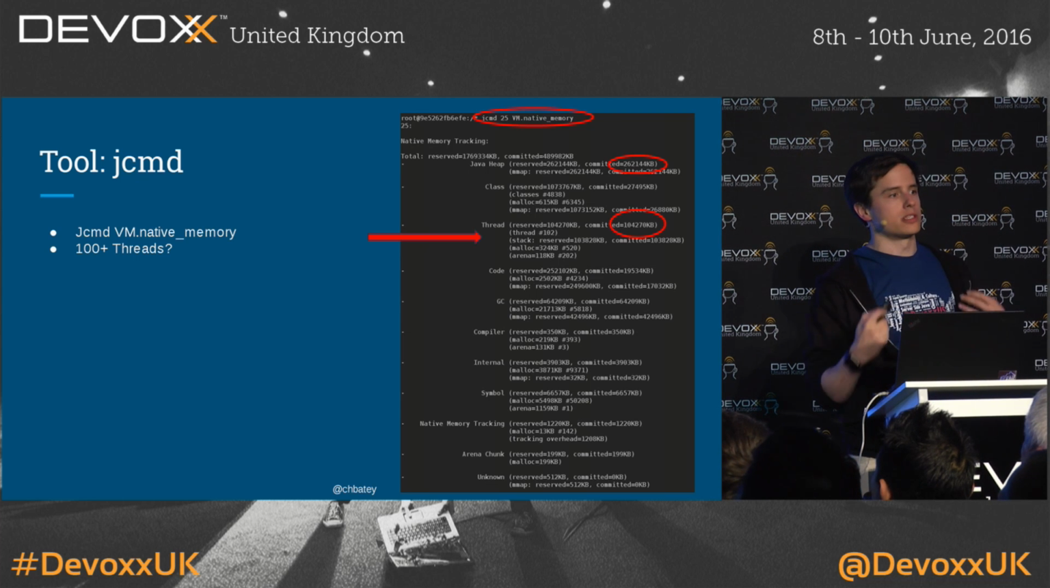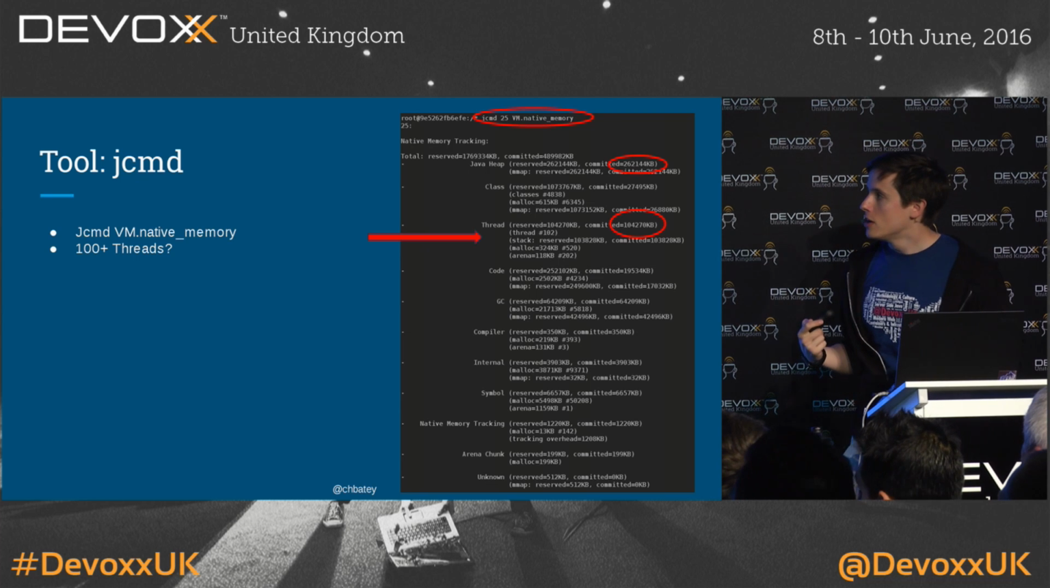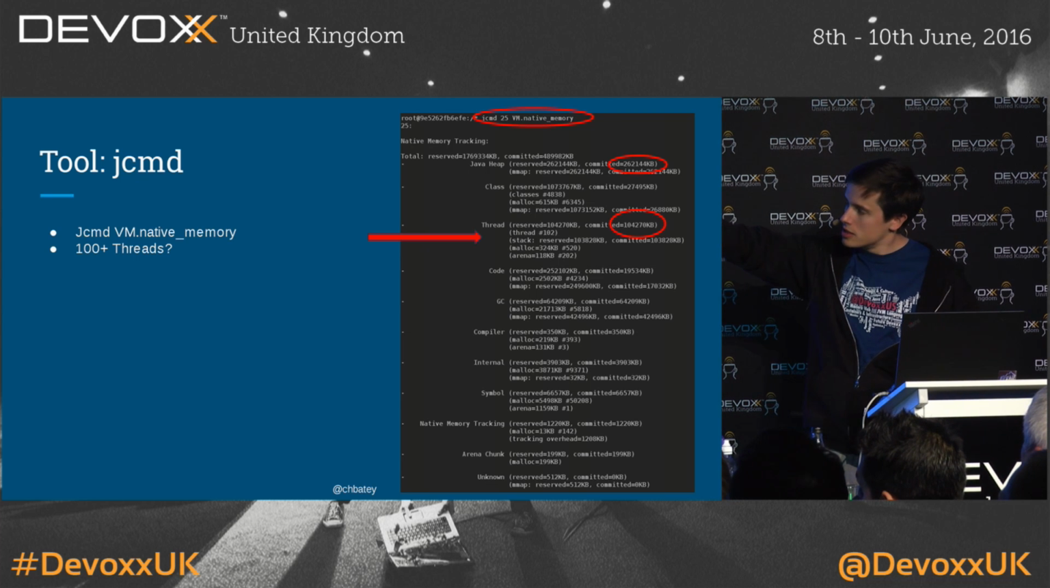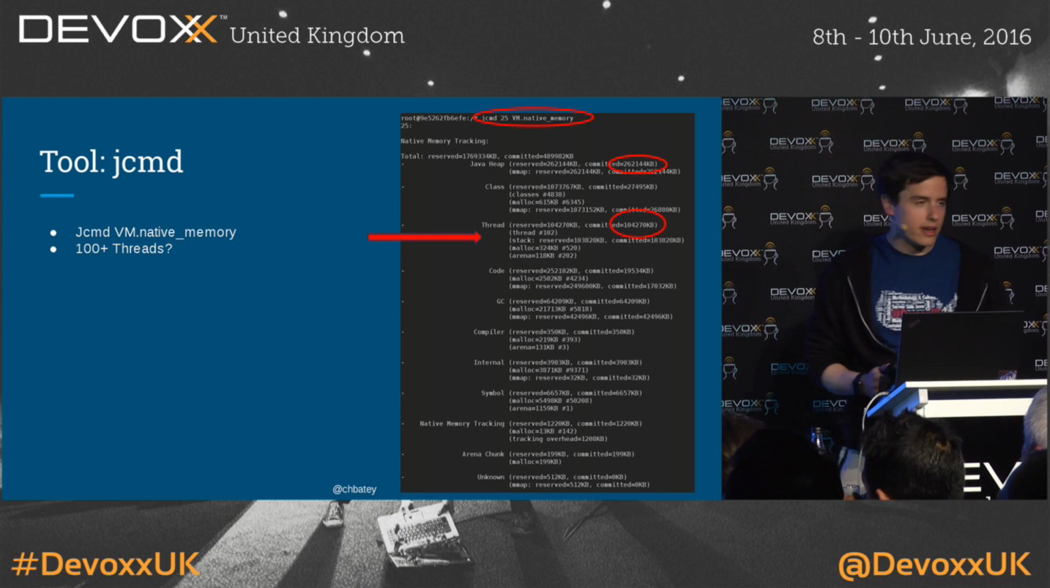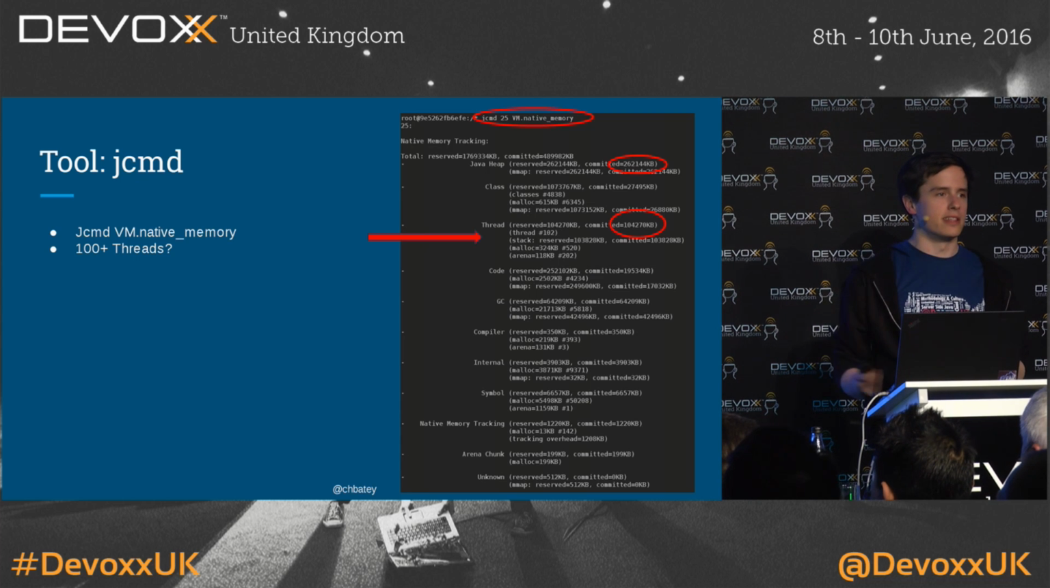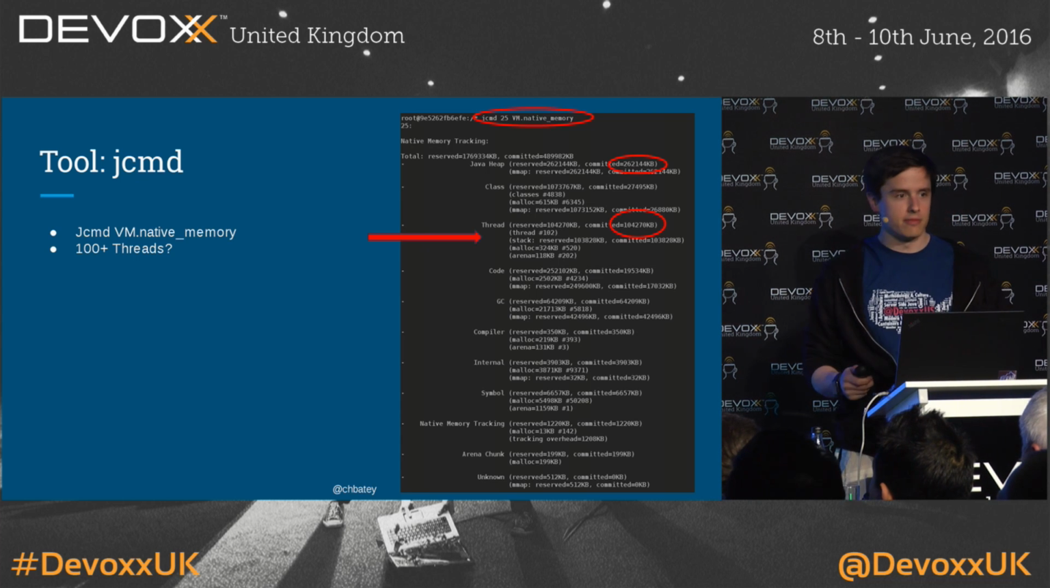If you're using a framework or something which is using, say, direct byte buffers, you're going to see a really big section inside internal. I didn't actually know where things like direct byte buffers turned up inside this until I just allocated a big one and then checked.